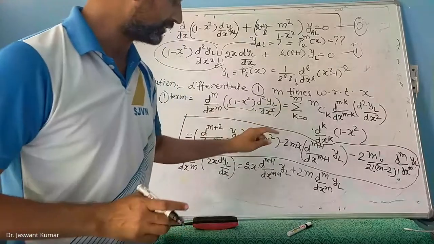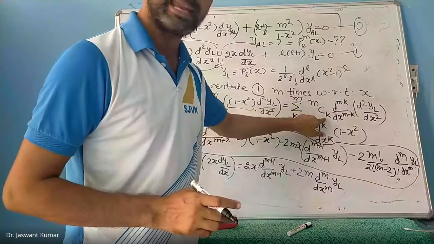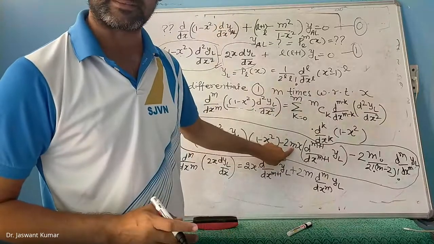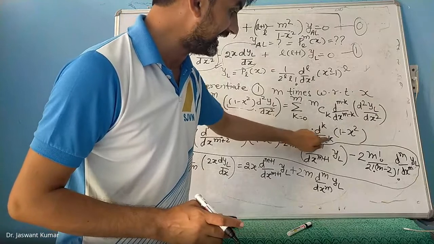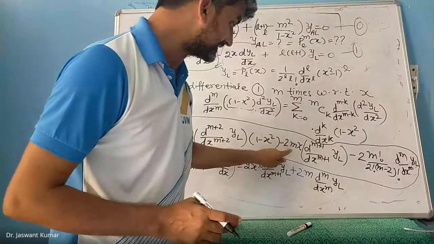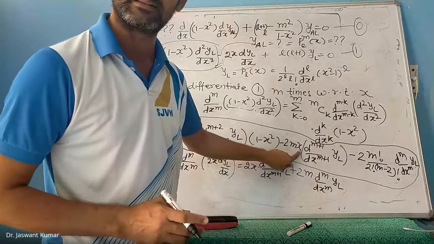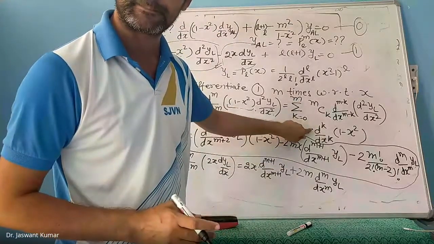The second term was k equal to 1. mC1 was m over here, है ना? And then d1 by dx1 of 1 minus x square. d1 by dx1 of 1 minus x square was minus 2x. So this minus 2mx came from this and this, है ना? यहाँ पे. Yes sir.